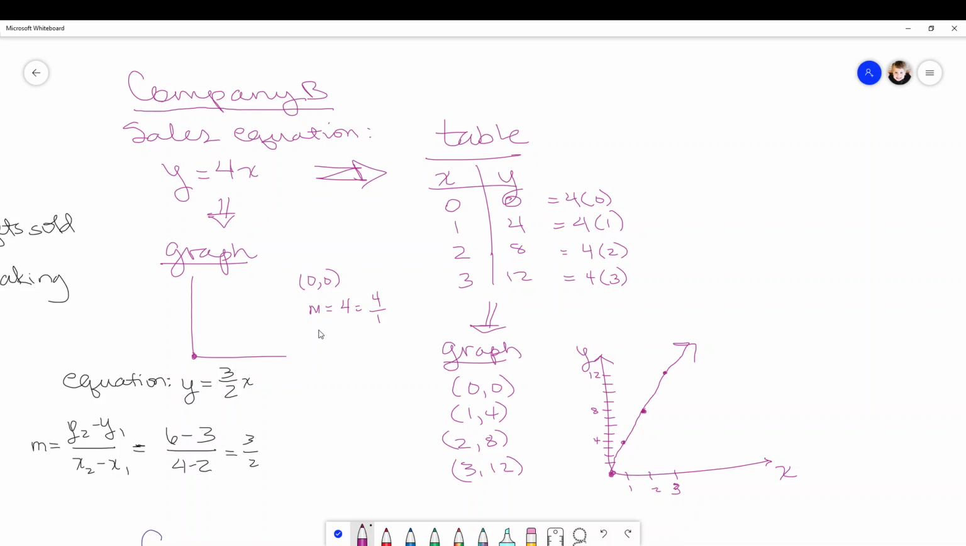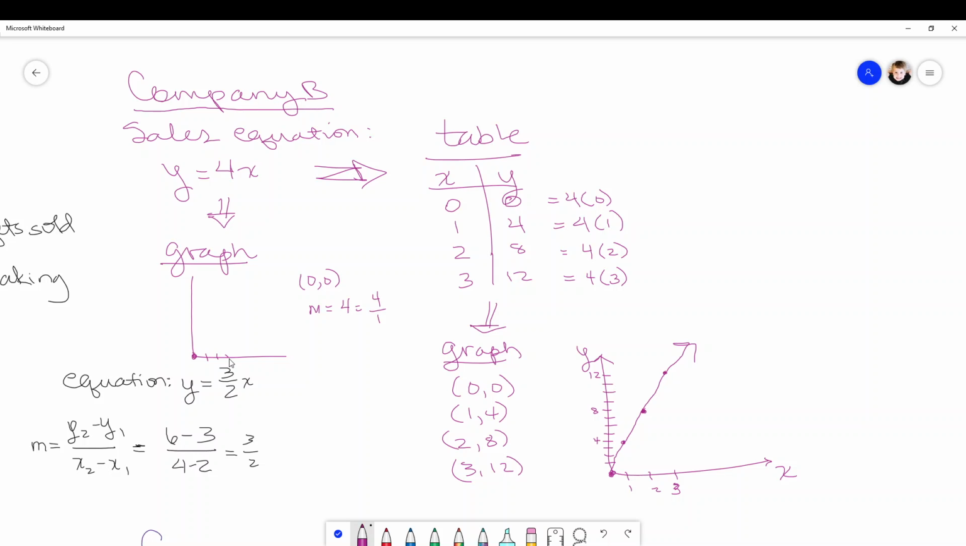So then we have 1, 2, 3, 4, 5, 6, 7, 8. 1, 2, 3, 4, 5, 6, 7, 8, 9, 10, 11, 12. So I'm going to go here, and then I'm going to go up 1, 2, 3, 4, and over 1. So that's 8. I'm going to go up 1, 2, 3, 4, and over 1. So 12 and 3. And I get the same information.